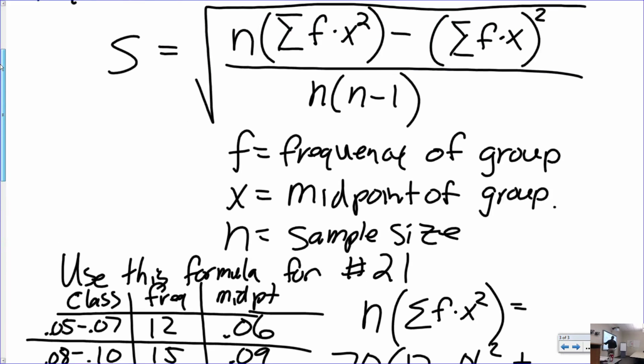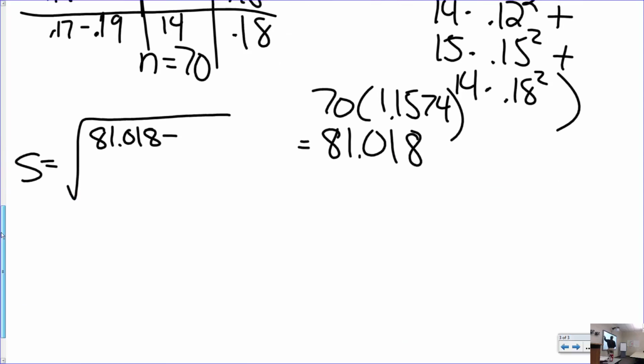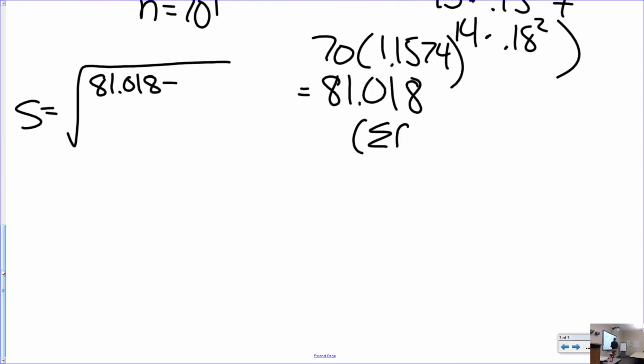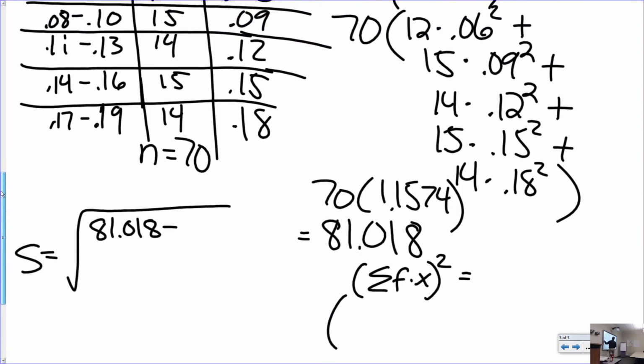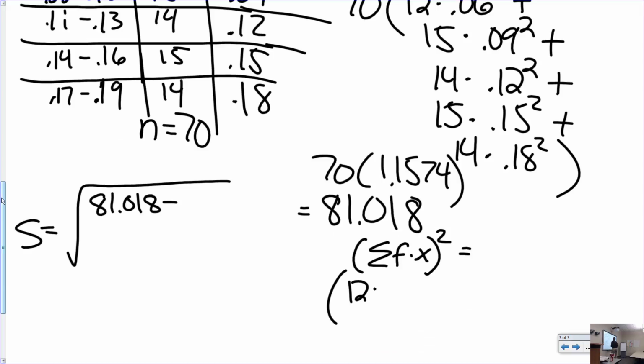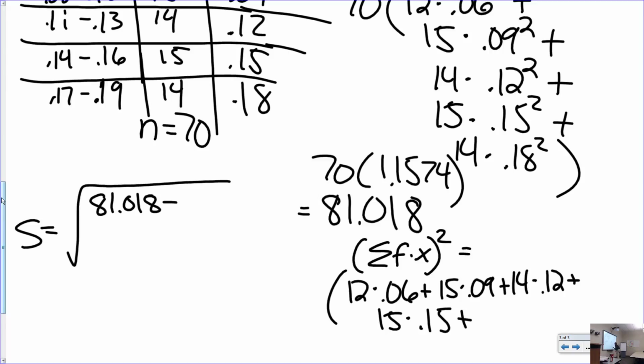Now you have to do the other side, right? What is the sum of f times x, the whole thing squared? You're going to do almost the same thing, but slightly different, right? 12 times 0.06 plus 15 times 0.09 plus 14 times 0.12 plus 15 times 0.15 plus 14 times 0.18, and then when you're done with all of that sum, then square it.